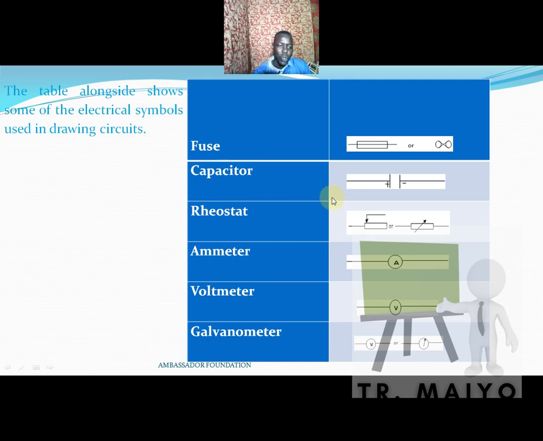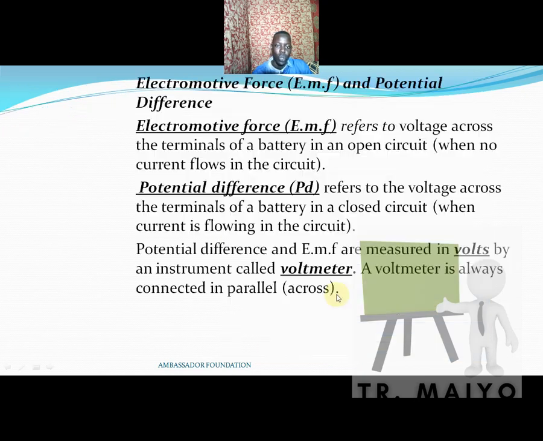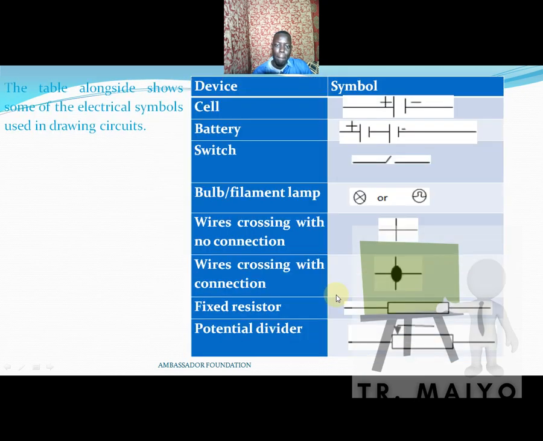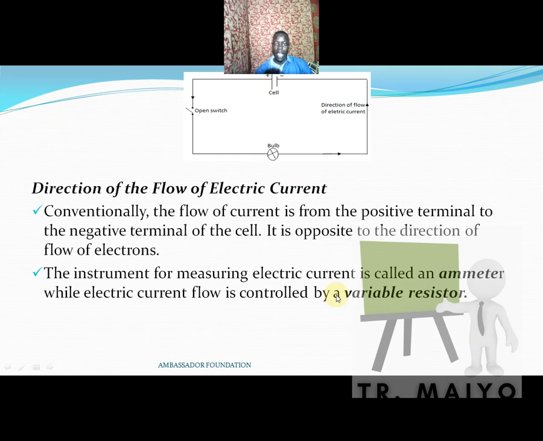Ammeter is used to measure current in amperes. Voltmeter is used to measure voltage in volts. Galvanometer is used to show the presence of a current in a conductor. Yes, so that is it. Now, I wanted to explain something here.